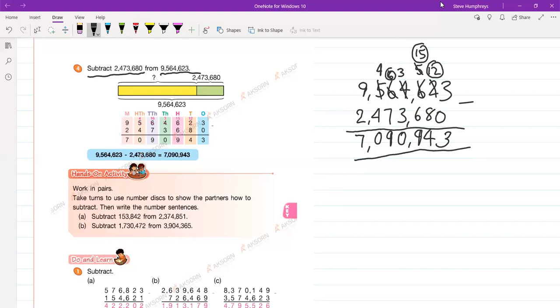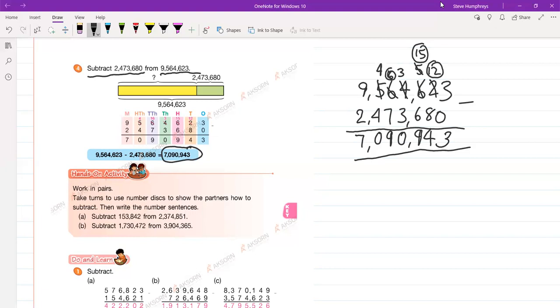Okay, you can see there's a lot more regrouping, more working, which makes it more complicated. You need to follow each step carefully and put your numbers in the right place and have them written clearly. Okay, so I must have done it correctly, as we have the same answer. 7,090,943.